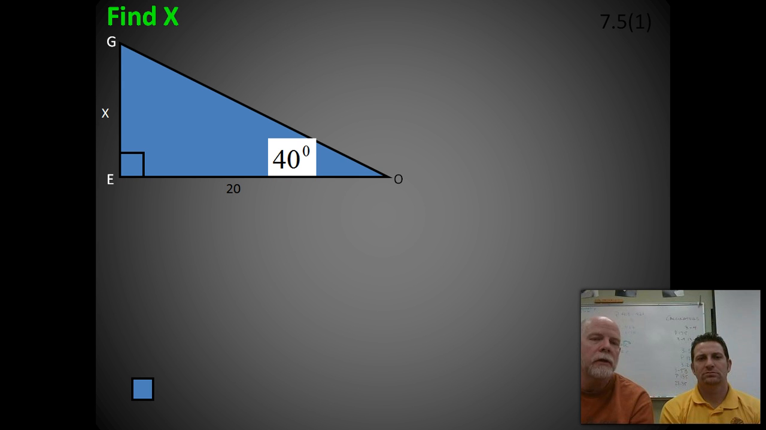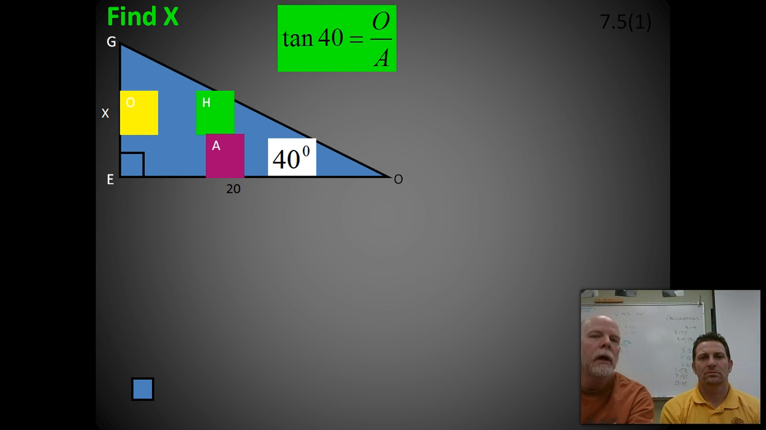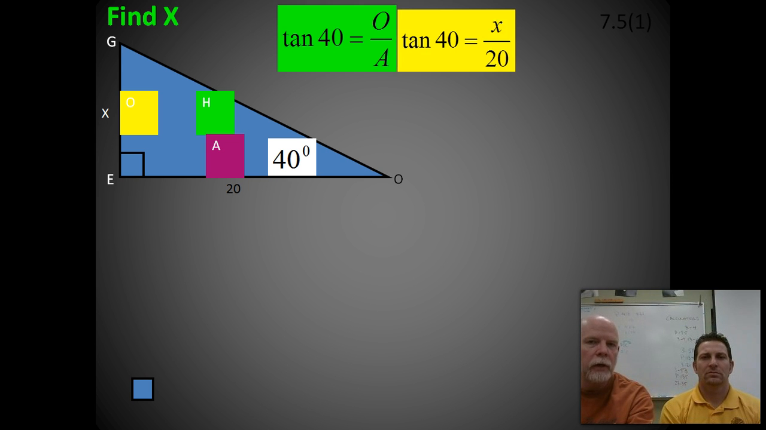And so that's the equation that we need to set up here: we would take the opposite over the adjacent, the x over the 20, and that's going to give us our tangent equation. So the tangent of the angle, tangent of 40, is the opposite over the adjacent, which would end up being x over 20. And so this kind of goes back to our proportions from last chapter a little bit. To solve that, you're just going to multiply both sides by 20, okay? And so it ends up being 20 times the tangent of 40.